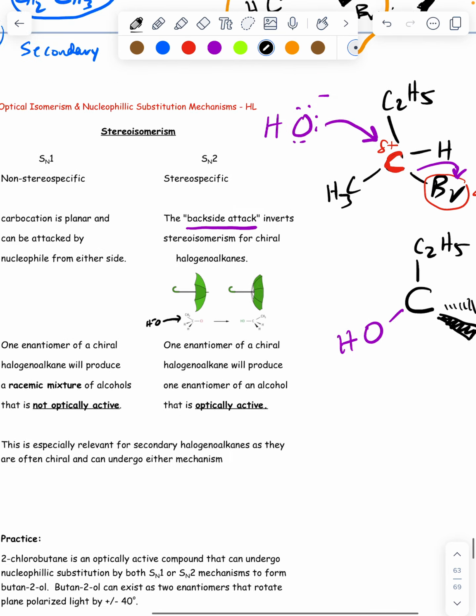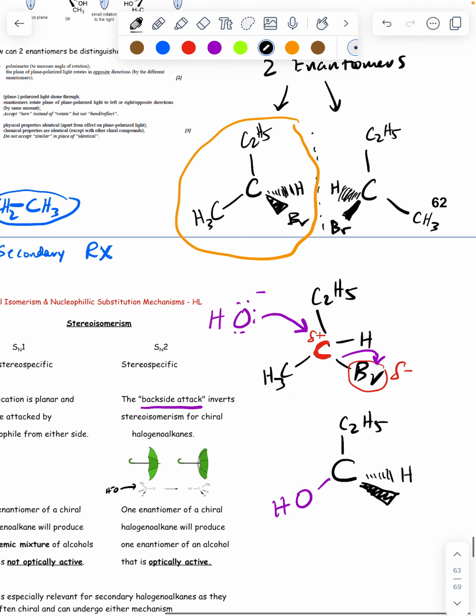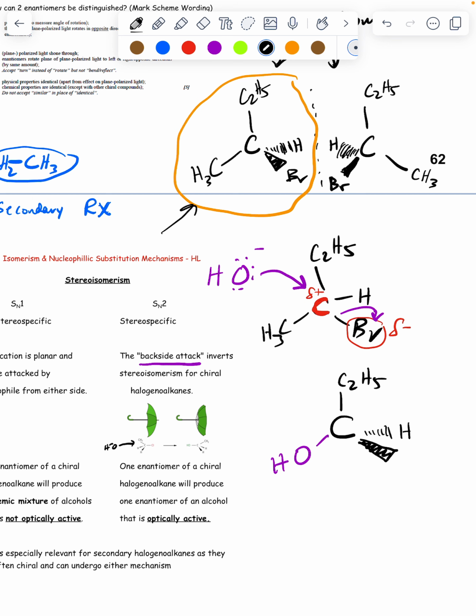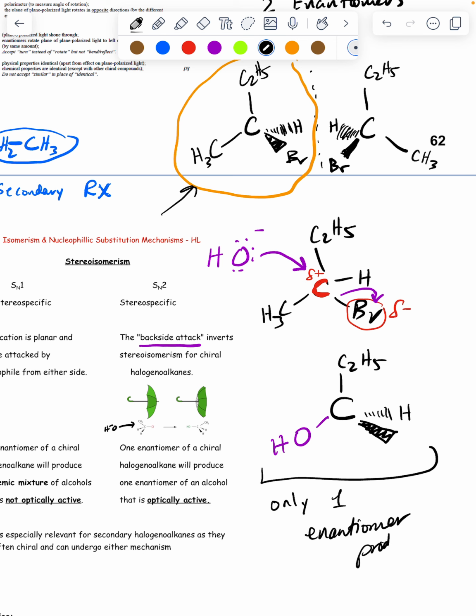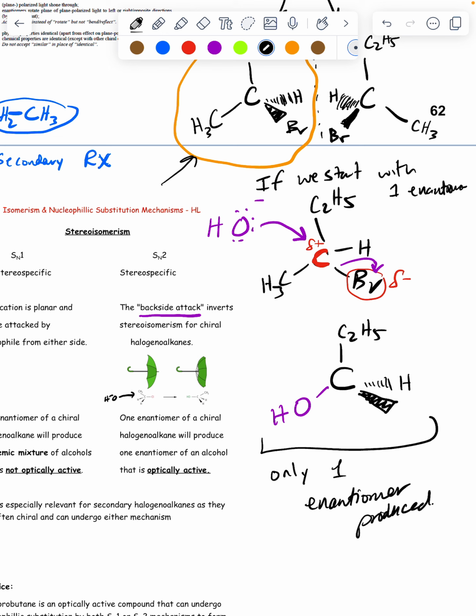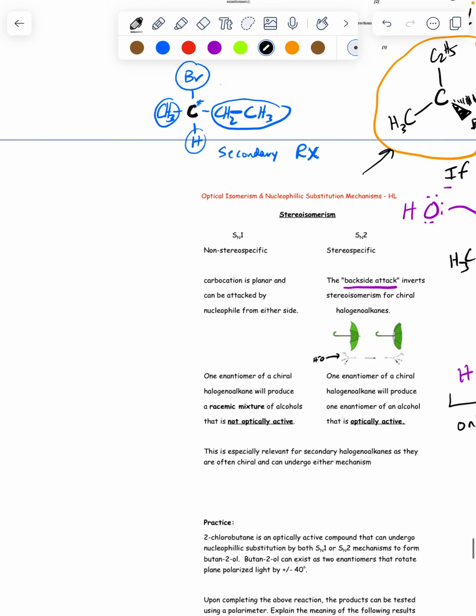So that's one thing that it does. It inverts the stereochemistry. The other thing is that if we started with just this enantiomer here, we would also end with only one enantiomer being produced. Now that's again, if we start with one enantiomer and we do the SN2 mechanism, we will only produce one enantiomer. We'll produce the inverted version of the alcohol. Now with SN1, that is not the case.